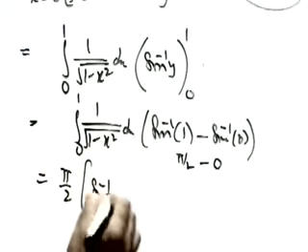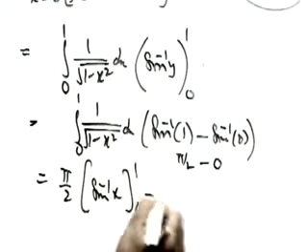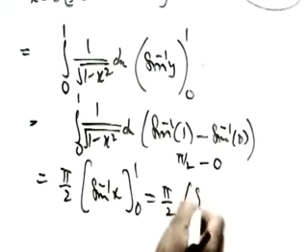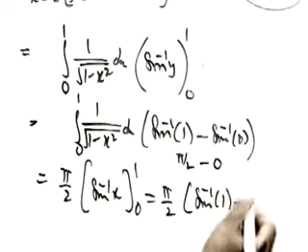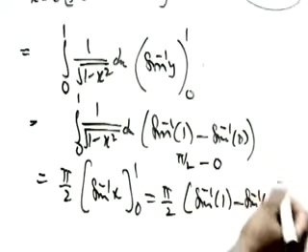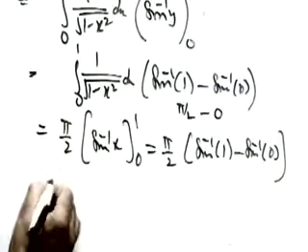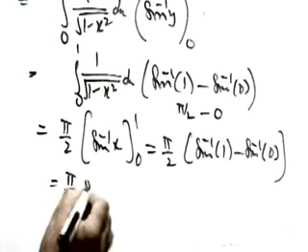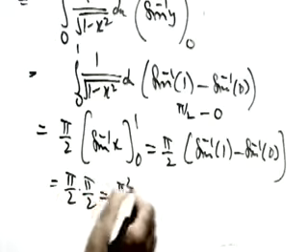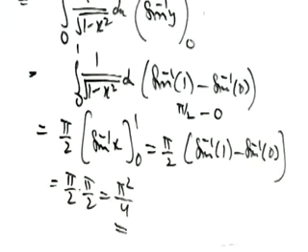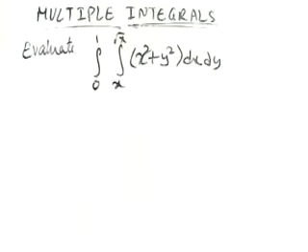Now integration of 1 by under root of 1 minus x square is again sine inverse x. So this will be 0 to 1, again pi by 2 into upper limit means sine inverse 1 minus lower limit means sine inverse 0. Leave this 0, again sine inverse 1 is pi by 2. So pi by 2 into pi by 2. This will become pi square by 4.